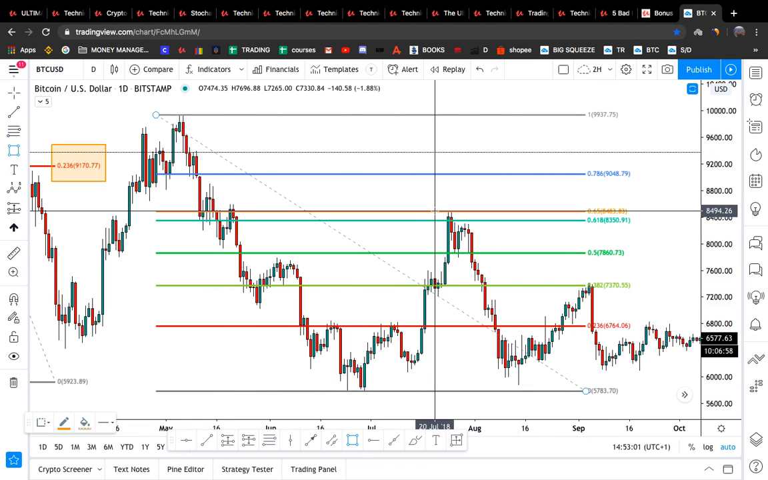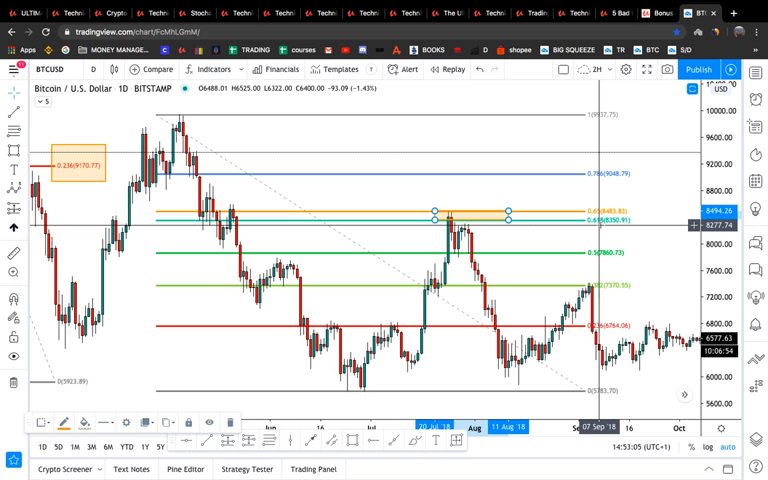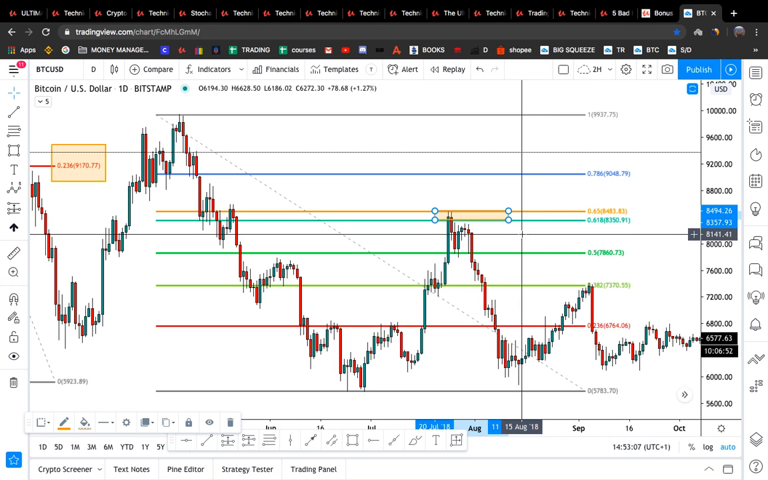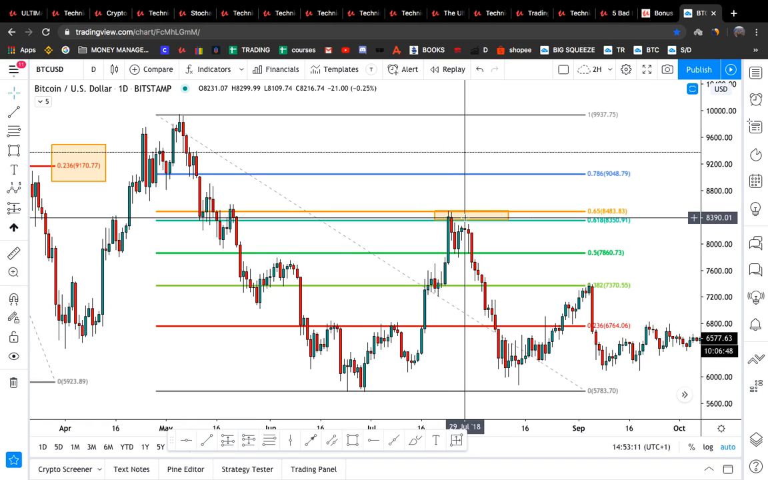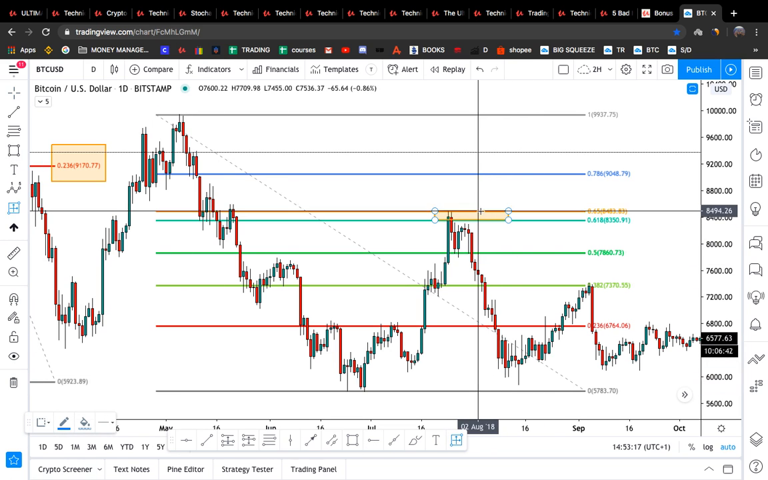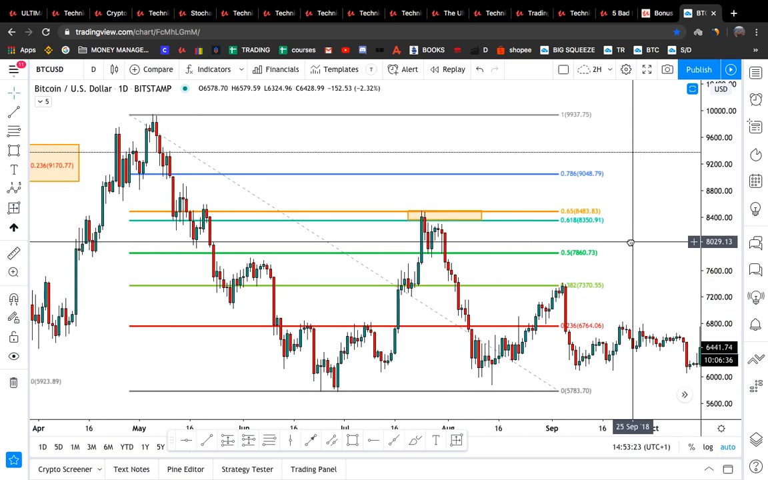What is this level? The golden pocket from 0.618 to 0.65. So you are shorting, you are setting your orders here for a short and you got a nice, how much, 31% move down.